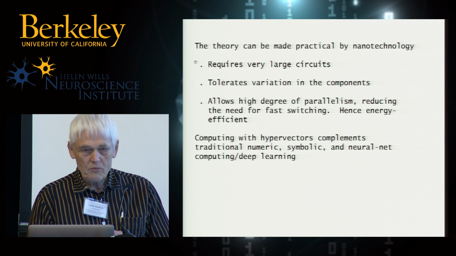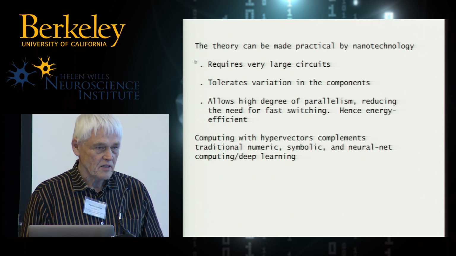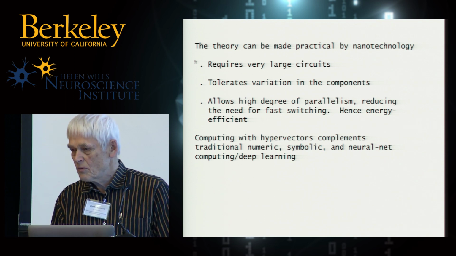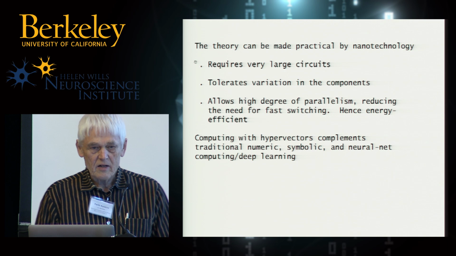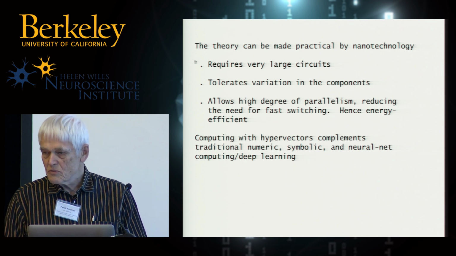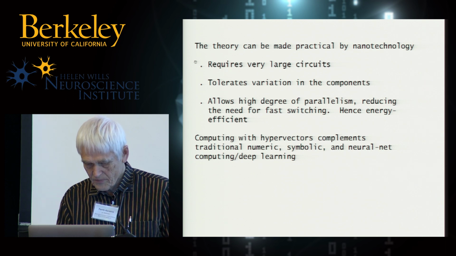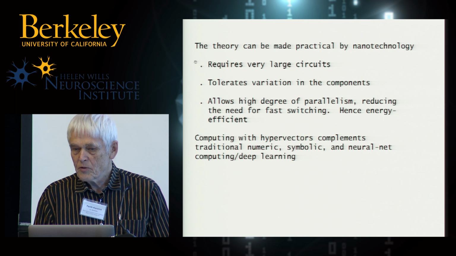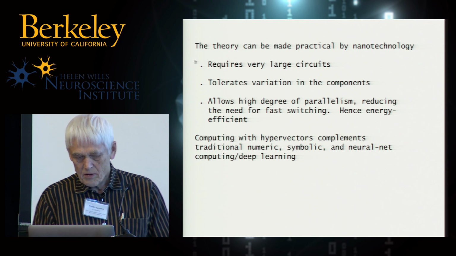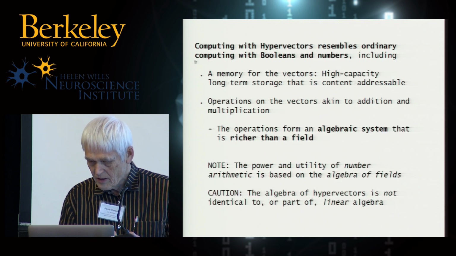And this theory of computing can be made by nanotechnology. It requires very large circuits, and this is what nanotechnology promises to deliver for us. It tolerates variation in the components, and the architecture allows a very high degree of parallelism, which reduces the need for fast switching and hence improves energy efficiency. And computing with hypervectors complements traditional numeric and symbolic computing and traditional neural nets, including deep learning.